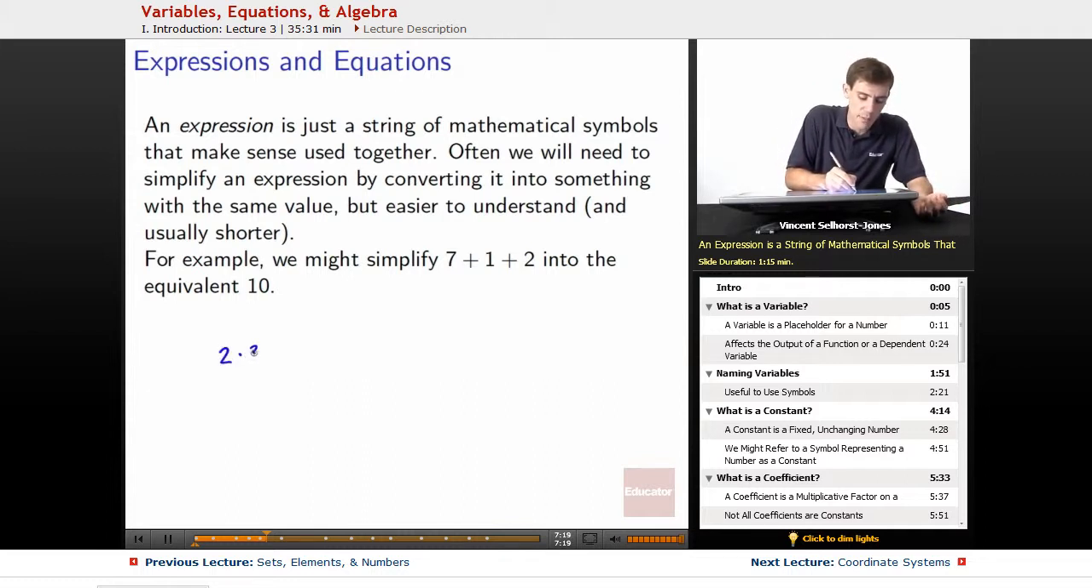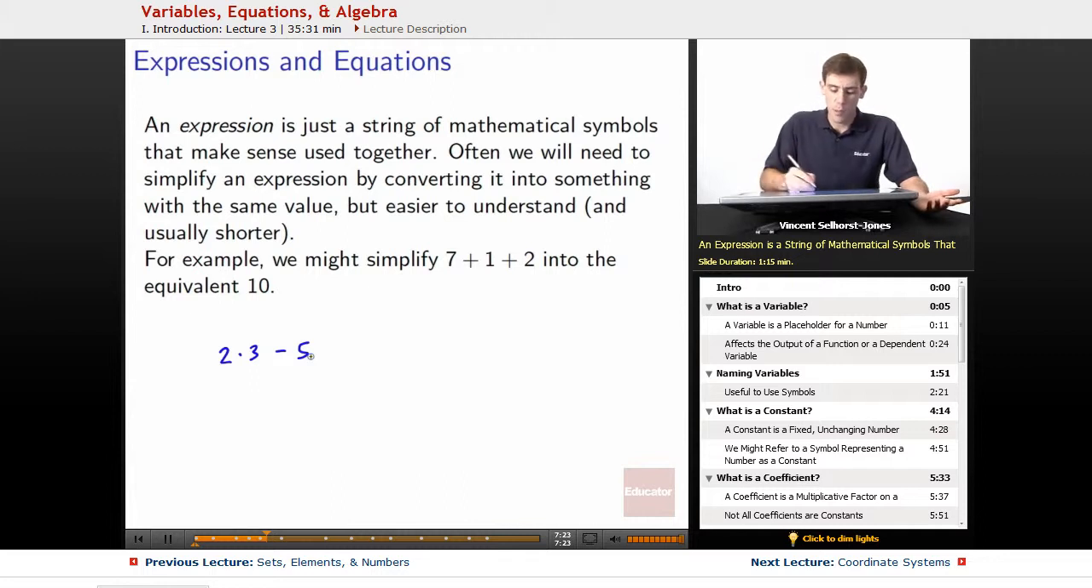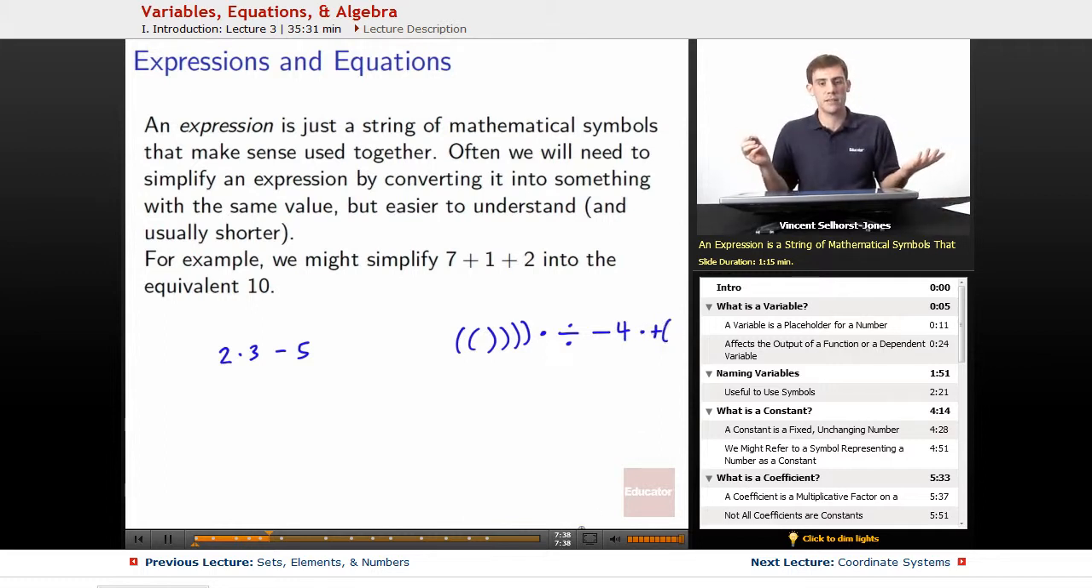So 2 times 3 minus 5 could be an expression, but a jumble of parentheses, times, divide, minus, 4 times, plus, parenthesis, that doesn't make any sense, right? That's just a bunch of things that have been put down on paper. They've just been written down, but they don't actually mean anything.